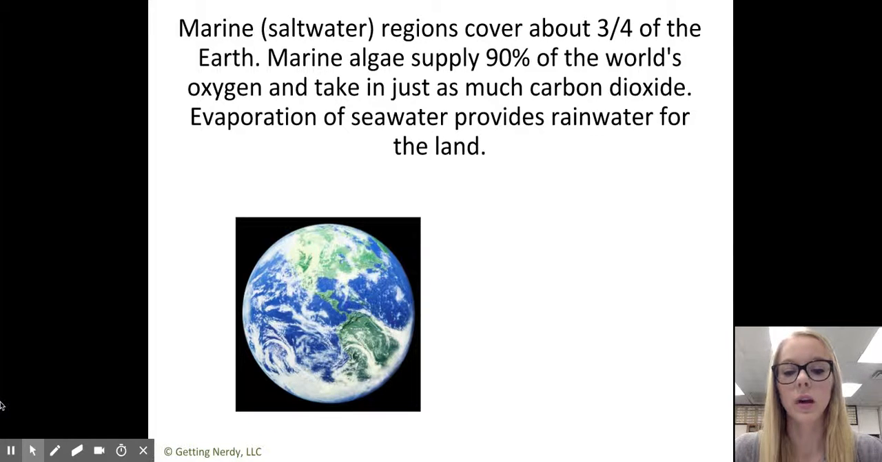Marine or saltwater regions cover about 3/4 of the Earth. Marine algae supply 90% of the world's oxygen and take in just as much carbon dioxide. Evaporation of seawater provides rainfall for much of the land.